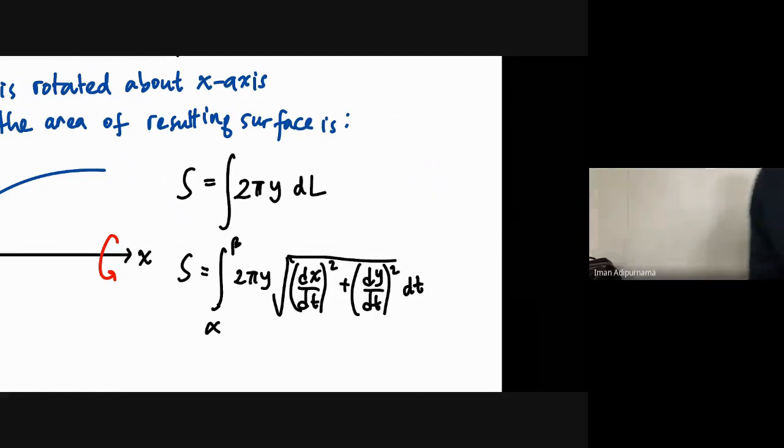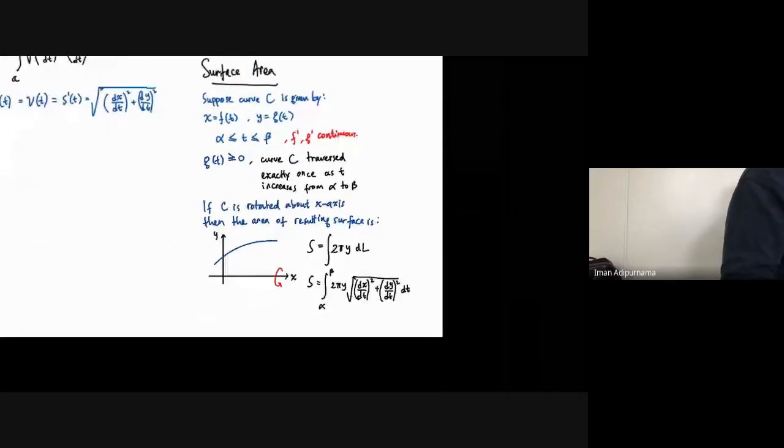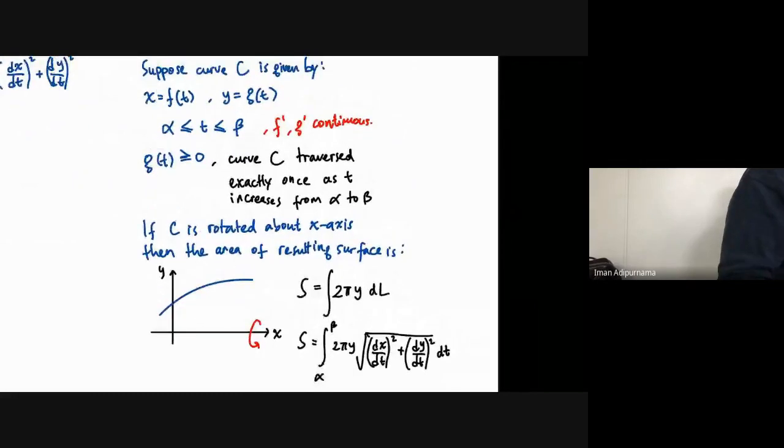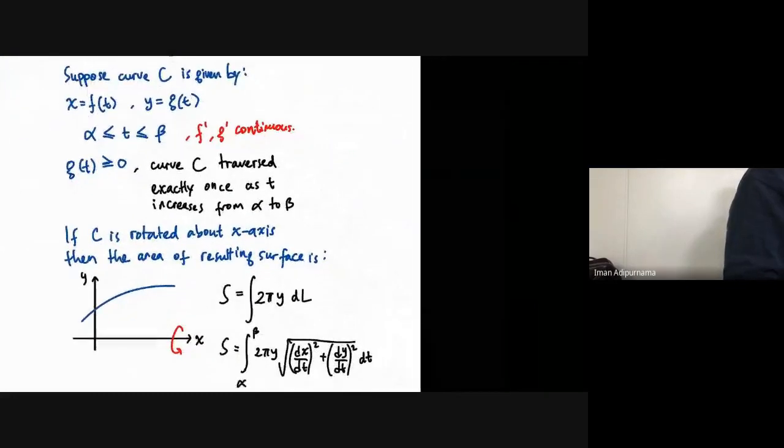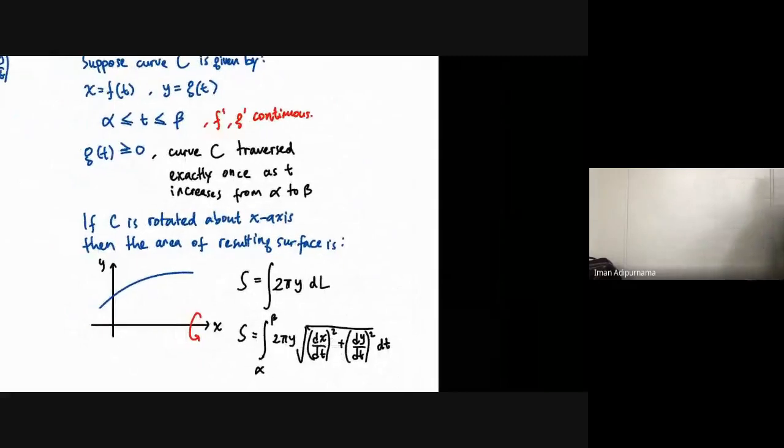Maybe I'll give you one example for surface area, and then we can move to polar curves. Any questions first for the surface area? I think as long as you understand the arc length, the surface area is not too complicated. What you need to remember is rotating about x and rotating about y. If you rotate about x, this is 2 pi y. Rotate about y will be 2 pi x.